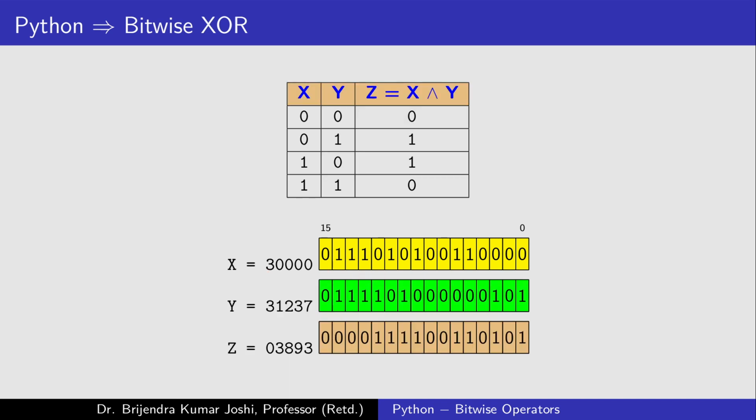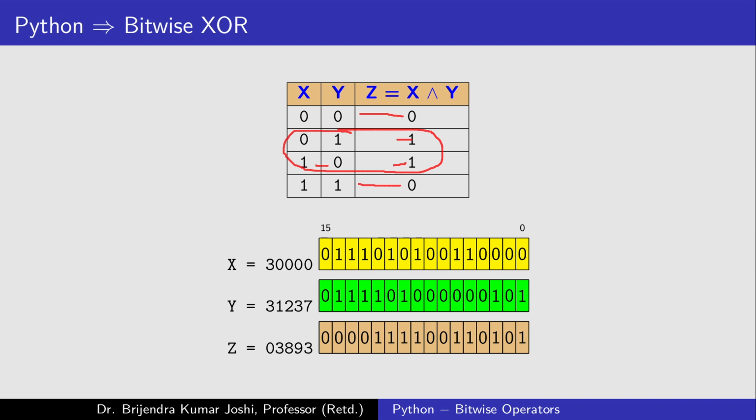And the last one is bitwise exclusive OR. Here, whenever the inputs are dissimilar, the output is going to be 1. Here both the inputs are different, so the output is 1. Here also both the inputs are different, so the output is 1. Whereas in the first row, the output is 0, as well as in the last row.